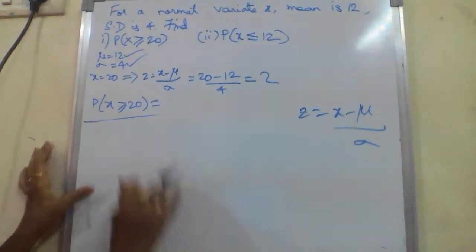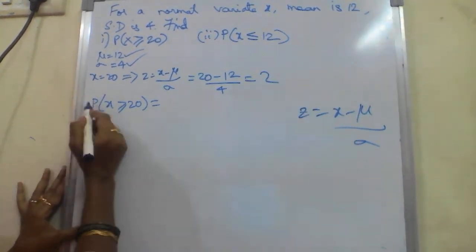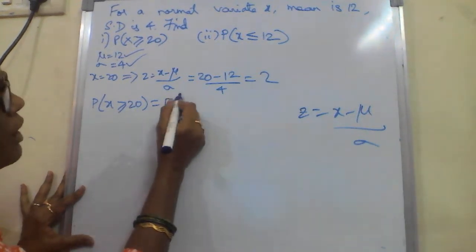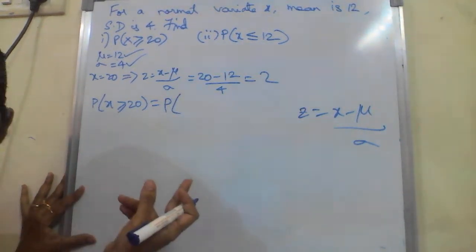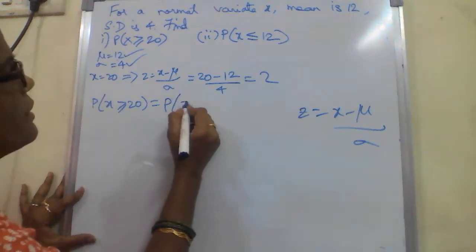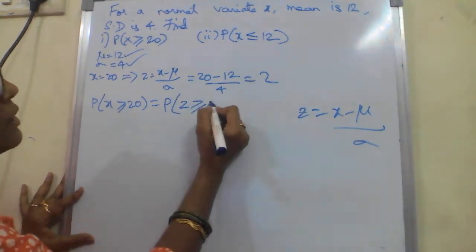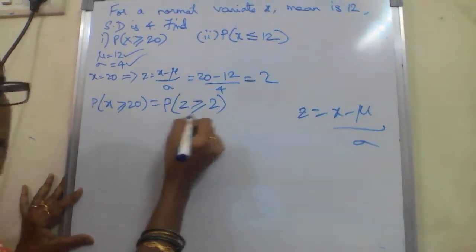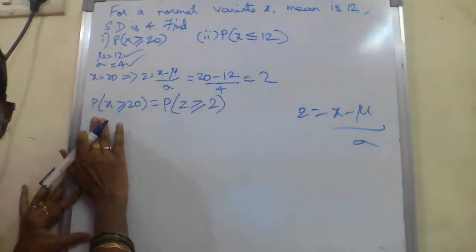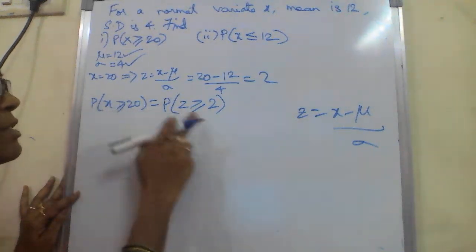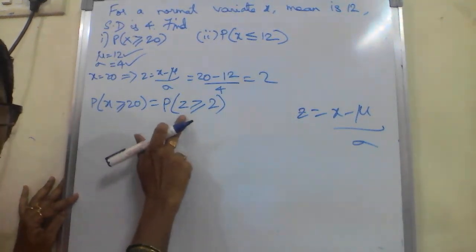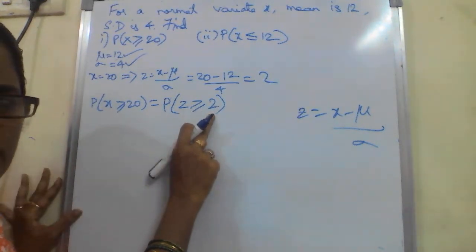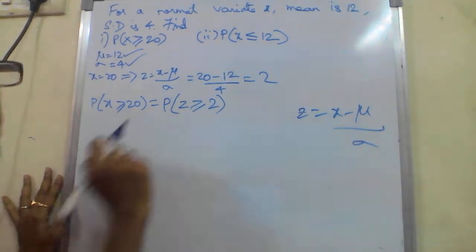So now what you have done is, I want to find P of x greater than or equal to 20. This you have converted into the equivalent value of z, that is z greater than or equal to this particular value 2. So now I have to find this particular probability. Forget about x. We have converted x in terms of z. So for this particular z, depending on the value you got for z, we have to find the probability.